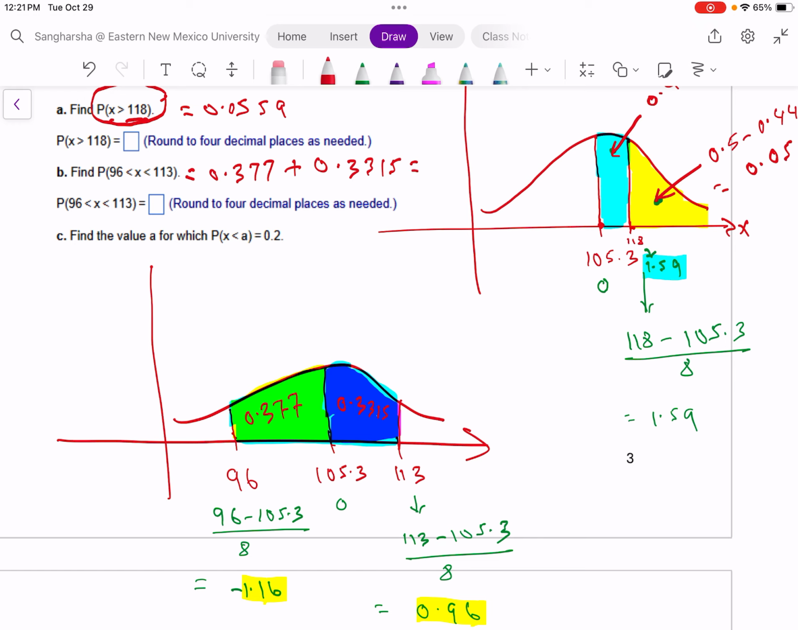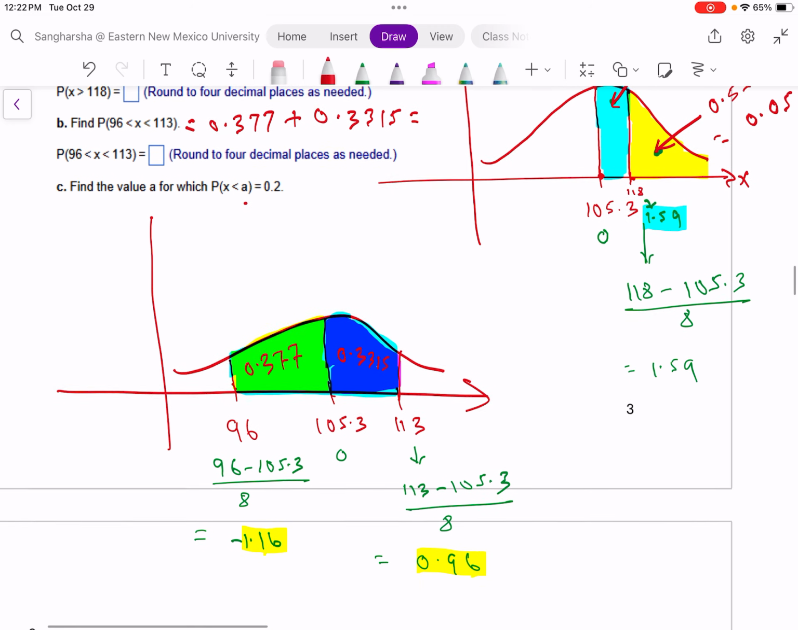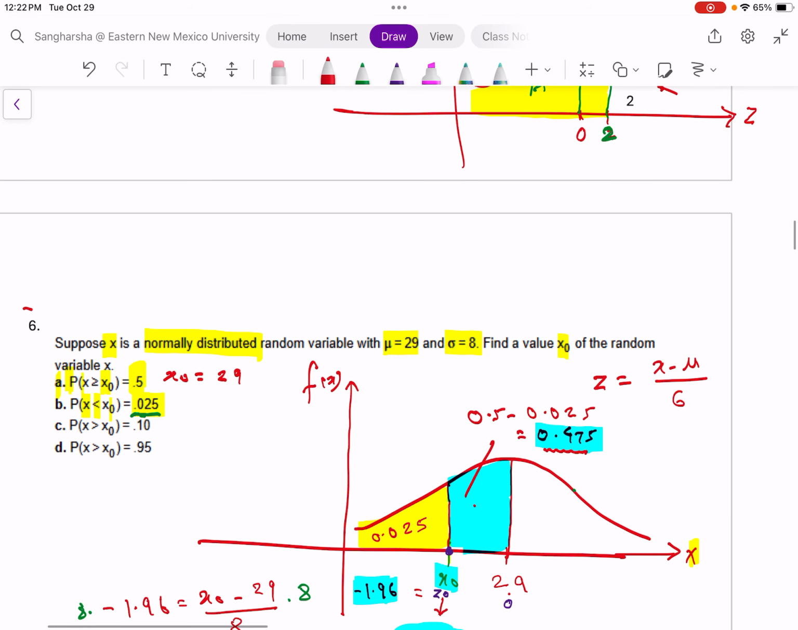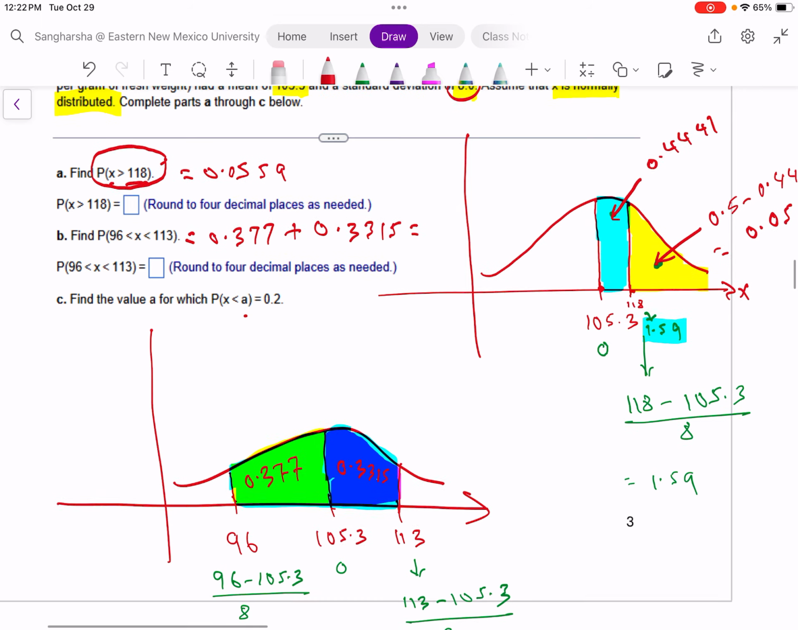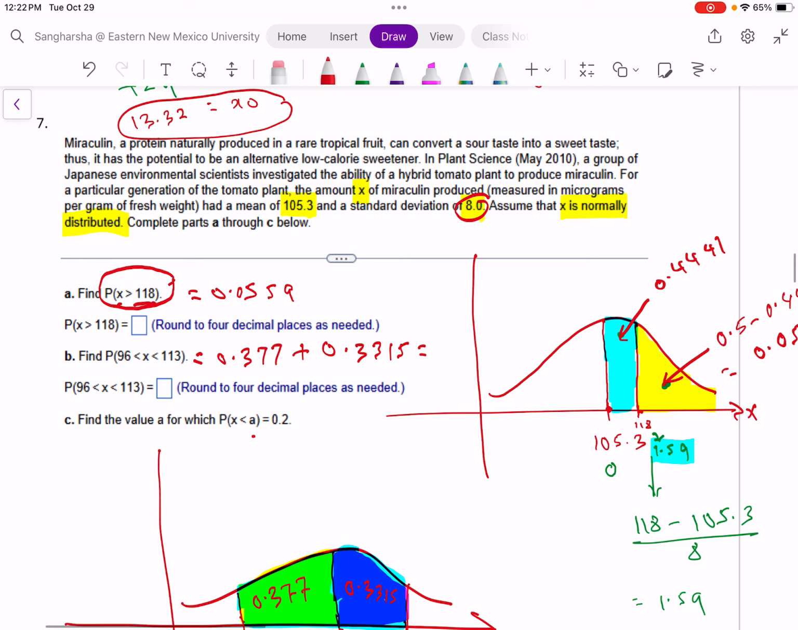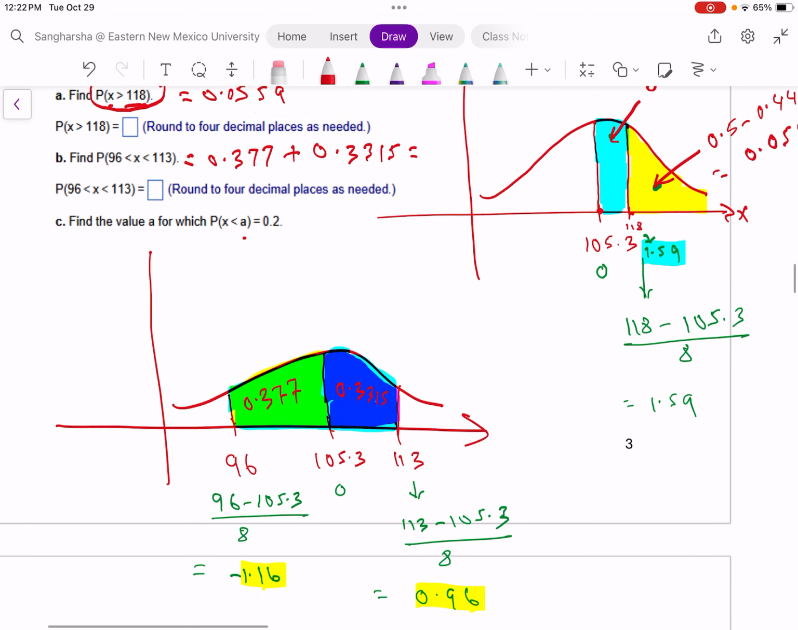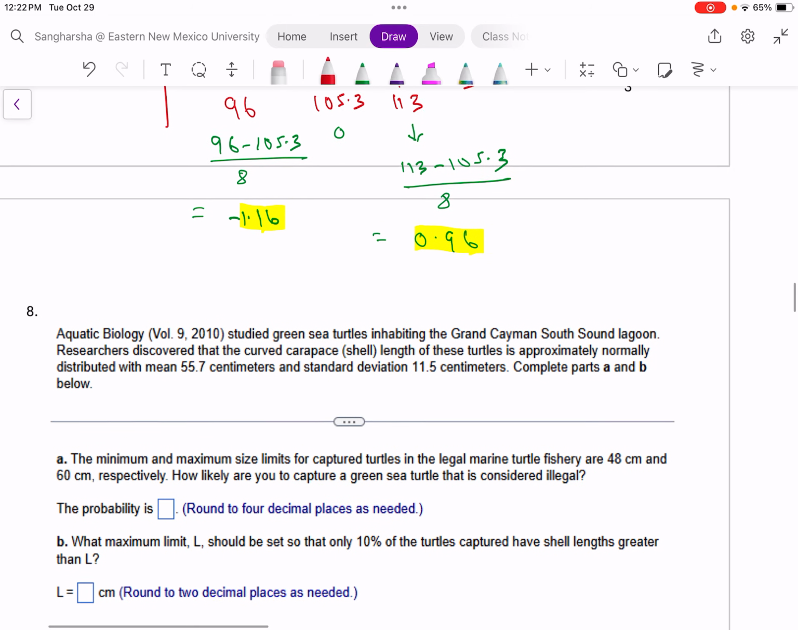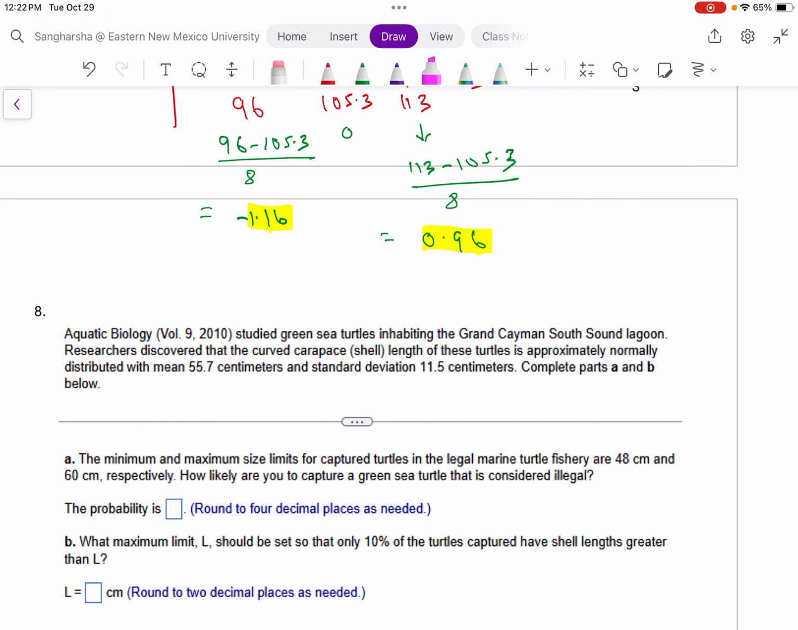And number C is very similar to number 6. You are asked to find A, so I want you to try number C, the one similar to number 6 which we just did here. Do you have any questions for this part, number 7? We've just been using the same concept here. You have a normal distribution, you convert into a Z value using a Z table, find the correct region, and the area of that region is the probability. No questions? Okay, let me go to number 8.